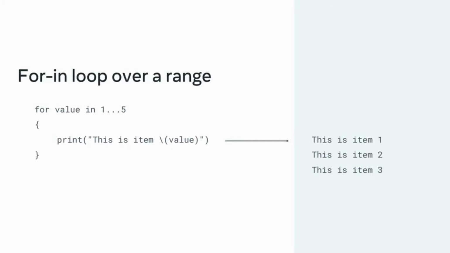For example, you can have for value in 1...5, then a print function inside the loop. In this case, the loop starts at 1 and stops at 5.